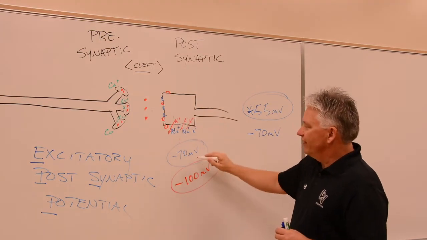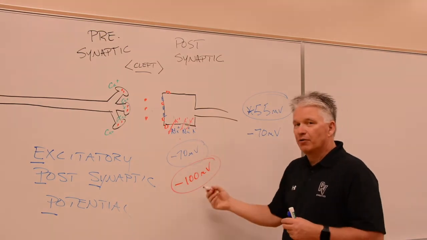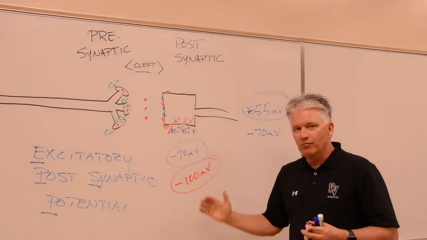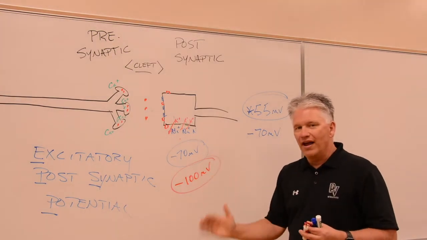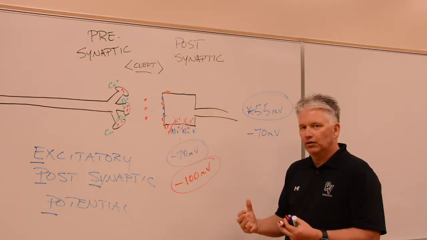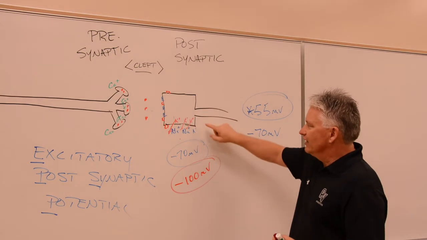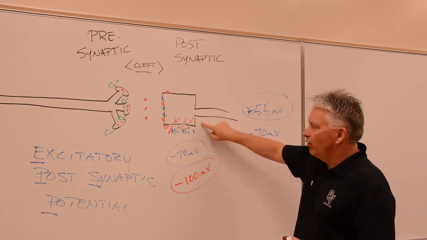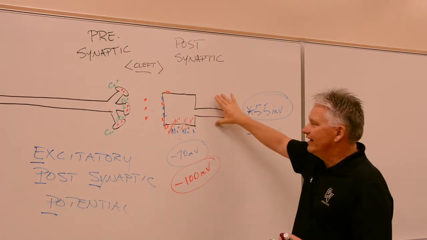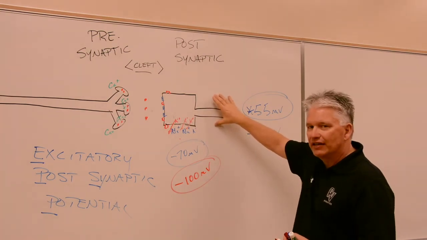We would refer to this as hyperpolarization. I'm moving even more negative. I'm moving away from my threshold. I'm becoming more polar. So the question is, if this is becoming more polar, if I've hyperpolarized, is this secondary structure going to send a signal?